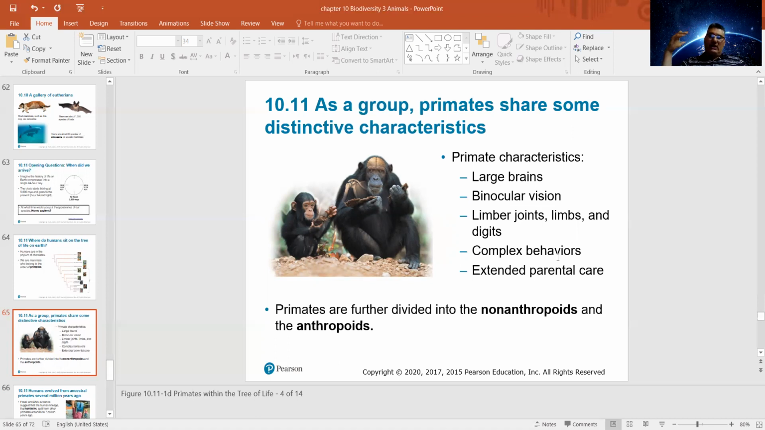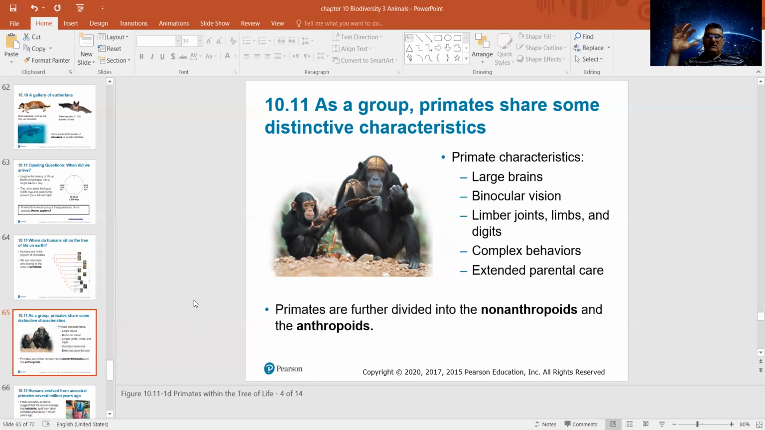They have complex behaviors. They can predict, they can think, they can plan. It's more of complex behavior. And they have extended parental care. They keep their kids or their infants for some time, until they grow and are strong enough and mature enough to live on their own. They all share the same thing.